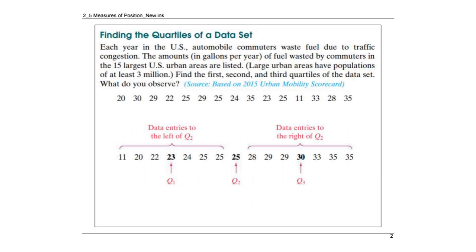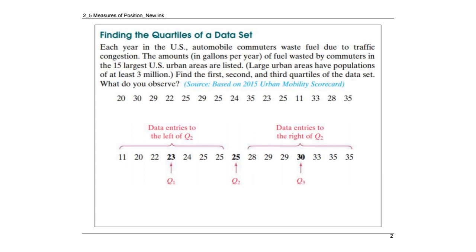Each year in the United States, automobile commuters waste fuel due to traffic congestion. The amounts in gallons per year of fuel wasted by commuters in the 15 largest U.S. urban areas are listed. Okay, so we're looking at gallons per year, right? So we're looking at the amount of fuel wasted by commuters, and we have 15 different pieces of data. And you can see they're all over the place, right? The smallest one is 11. The largest one looks like it's 35.